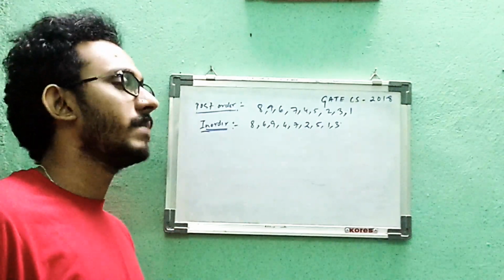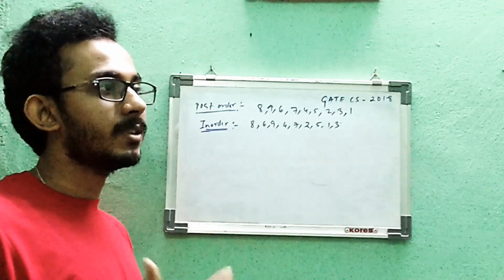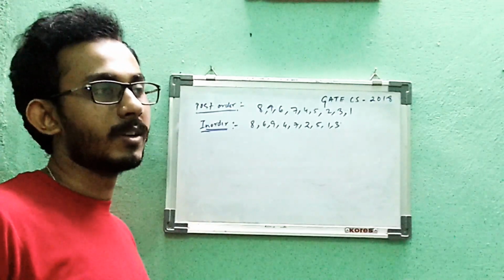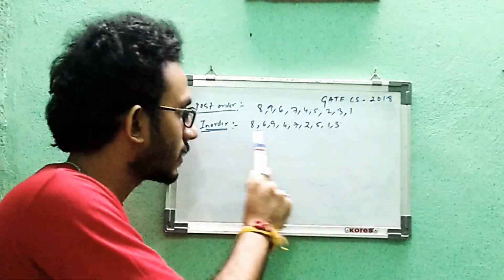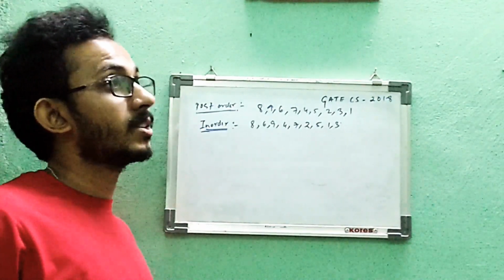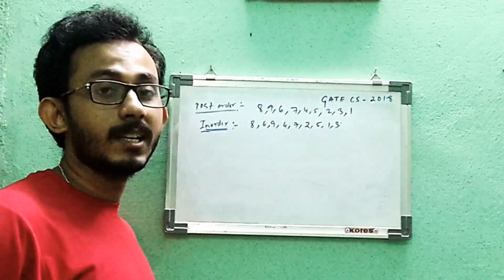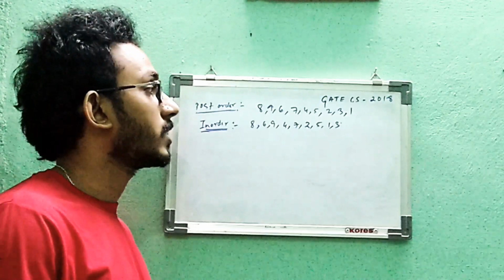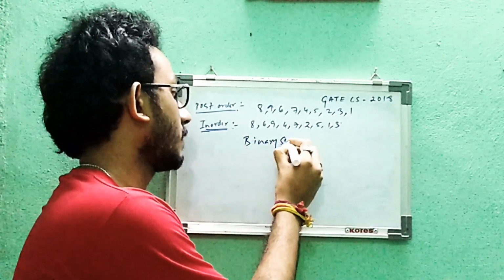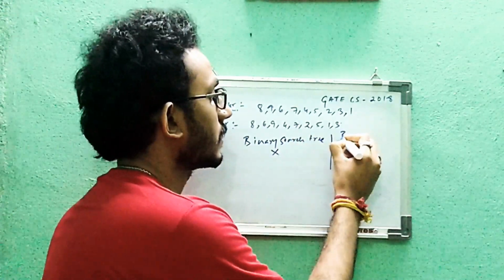Now just one basic thing I want to tell you: we all know that in order traversal is actually the sorted form of the nodes of the tree. But if you see in this question, this order is not sorted. So then you might think that maybe the question given in GATE CS 2018 is wrong. No, it is not wrong, because in the question it is not given as binary search tree. It is given as binary tree.